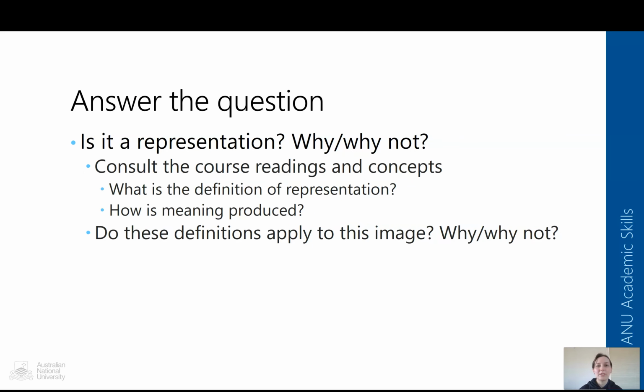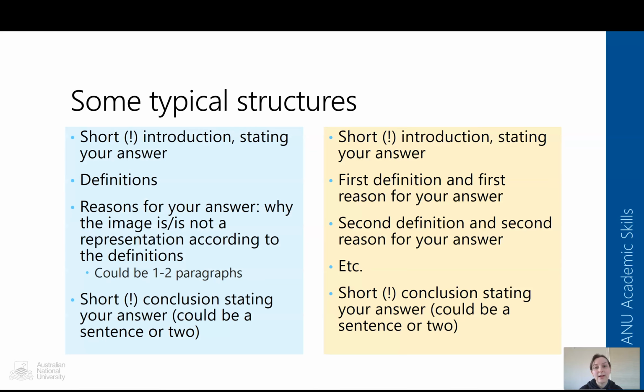So when breaking down the question and when brainstorming your ideas, keep going back to the question: is it a representation? Why or why not? Consult those course readings and think about the concepts. What's the definition of representation? What's the definition of how meaning is produced? Can you see how those apply to the image or not? Where are the stumbling blocks, for instance? And think about what those reasons are.